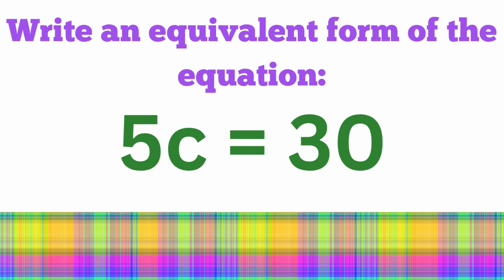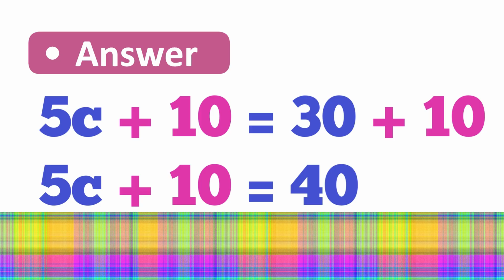Here's your next question. Write an equivalent form of the equation 5C equals 30. Pause the video and write your answers. Welcome back. There are many possible answers. One approach to perform the same operation on both sides of the equation would be to add 10 to both sides. So here I have 5C plus 10 equals 30 plus 10. Another way you could write that would be 5C plus 10 equals 40, which is equivalent to the original equation as well.